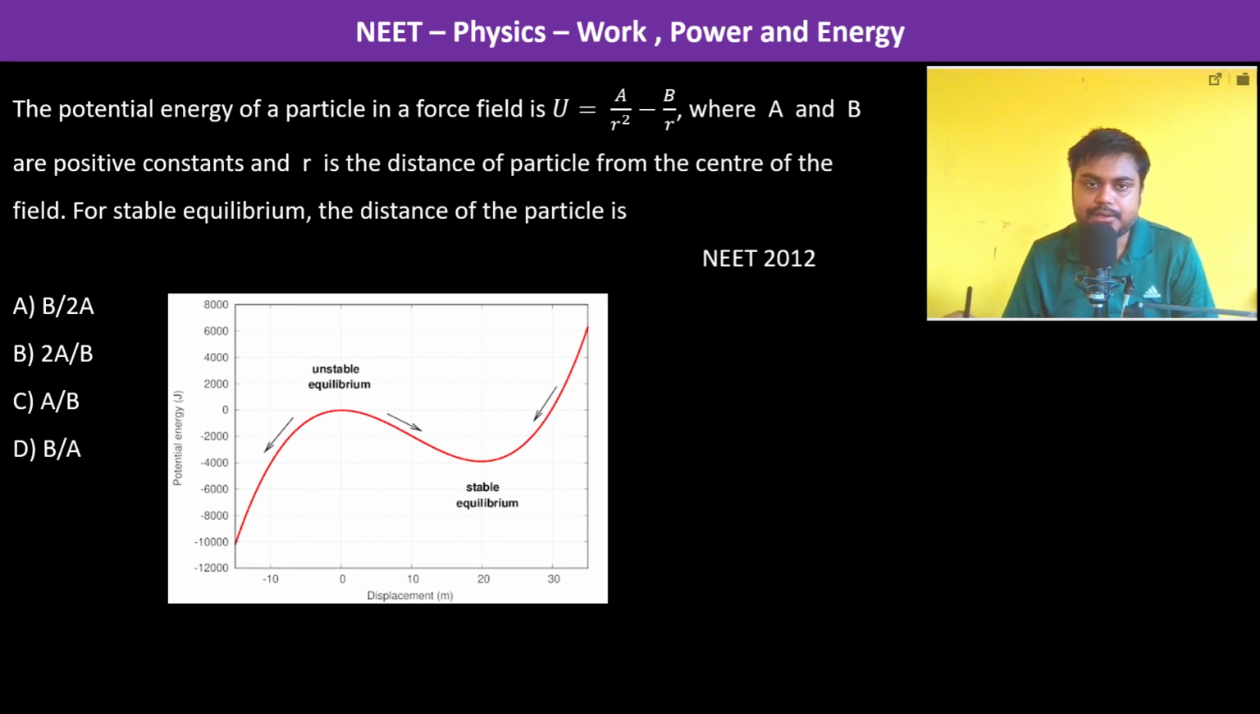The potential energy of a particle in a force field is U equals A by R square minus B by R. A, B are positive constants. R is the distance of the particle from the center of the field. For stable equilibrium, the distance of the particle is.